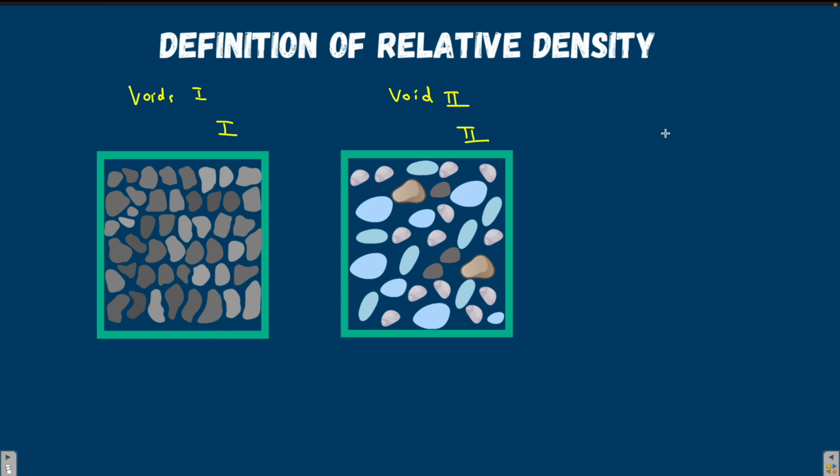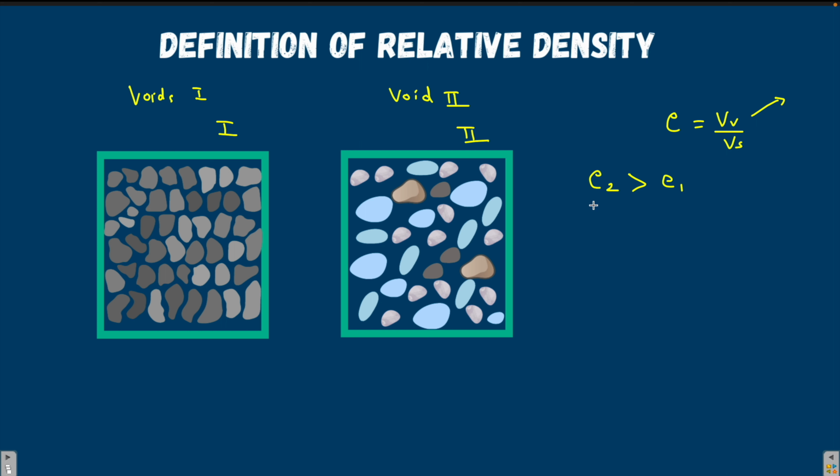As you know, the void ratio is the volume of voids to the volume of solids. If the voids are more, the void ratio also increases. That means the void ratio of the second box is greater than the void ratio of the first box. It also means the first box is more dense than the second box. But we cannot tell the absolute density of the first box.